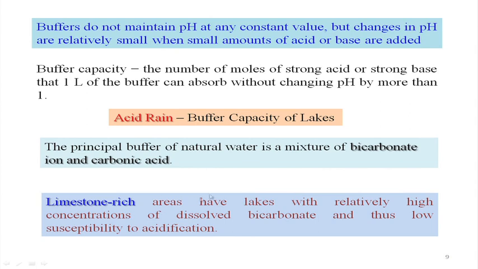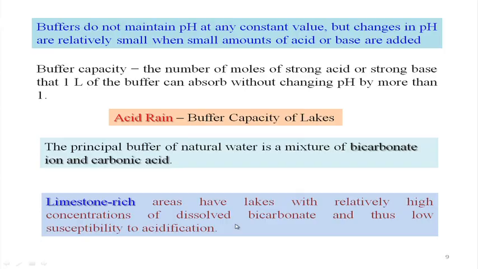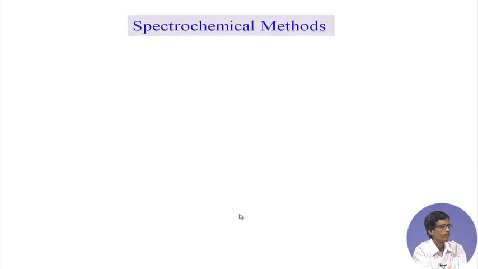understand the unknown concentration. So, in this case the corresponding limestone rich area of those lakes, they have dissolved bicarbonates, and therefore, the bicarbonate ions and the carbonic acid. So, they have the corresponding affinity and thus low susceptibility to acidification, though the acidic rainwaters are dropping or accumulating inside the corresponding lake, but the buffer capacity of that particular lake will not allow its pH to change drastically from the corresponding acid rain what we get from there.